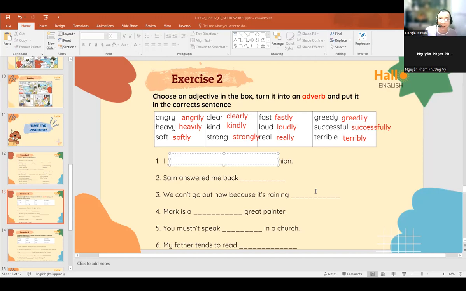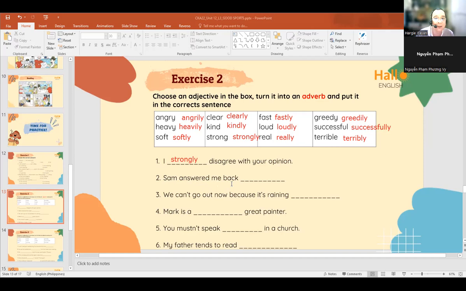No, it's not suited. It's not the correct one. So it should be I strongly disagree with your opinion. So the word is strongly. Next, what about number 2? Sam answered me back.